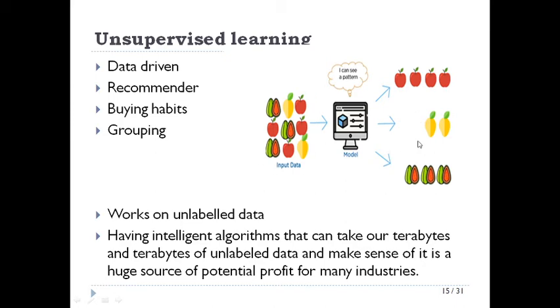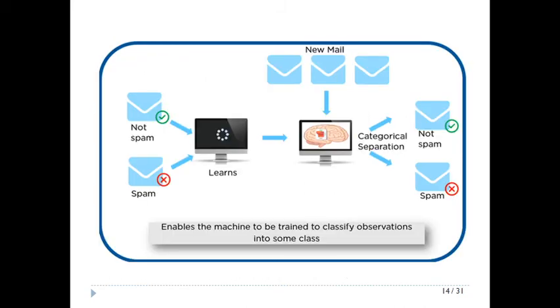And coming back to this discussion, we have a lot of unlabeled data. We have a model which says that, you know, I see a pattern and I will classify these objects from now on. So unsupervised learning works on unlabeled data, has intelligent algorithms that can take terabytes and terabytes of unlabeled data and make sense of it. It is a huge source of potential profit for many industries. For many industries, it is very beneficial because they have a lot of data and they don't know what to do about it. So unsupervised learning, again, supervised learning is task driven.